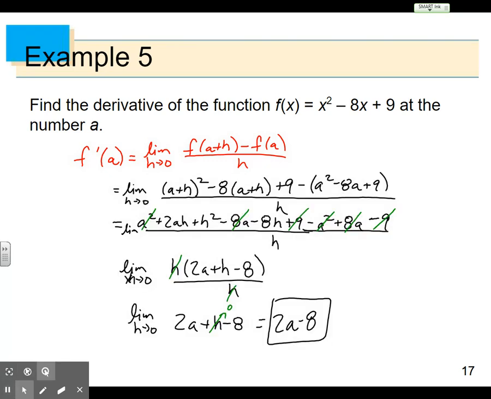I've got 2a minus 8 on that. Okay? A couple things to be careful of. Make sure you're plugging in a plus h in for both of these x's, and that you leave room, put some parentheses up to distribute that negative through.